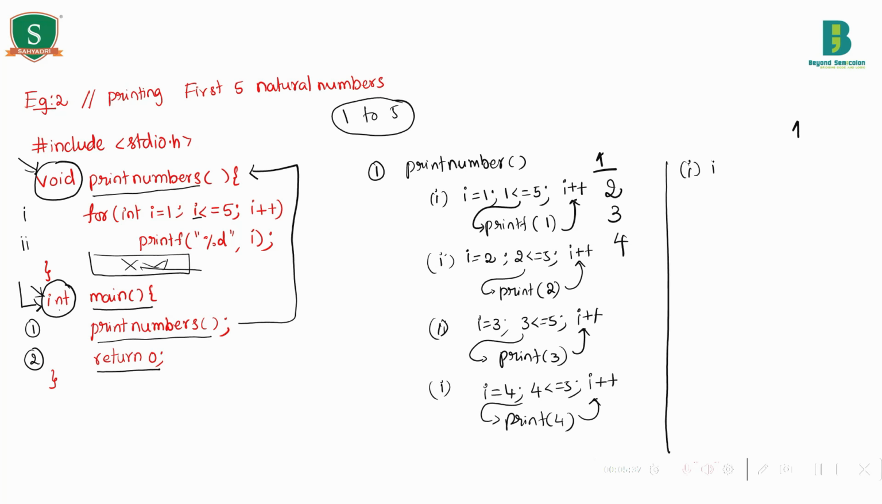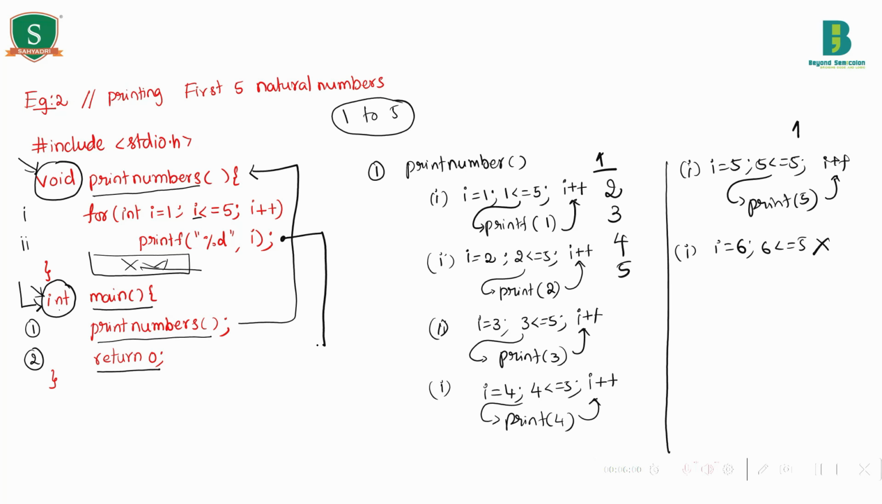First statement here, I is equal to 5, 5 less than or equal to 5, condition is true, then it prints 5. So 5 is printed. Go back and does the increment operator, I value will become 6. 6 less than or equal to 5, condition fails. It exits and comes back to here, return 0.